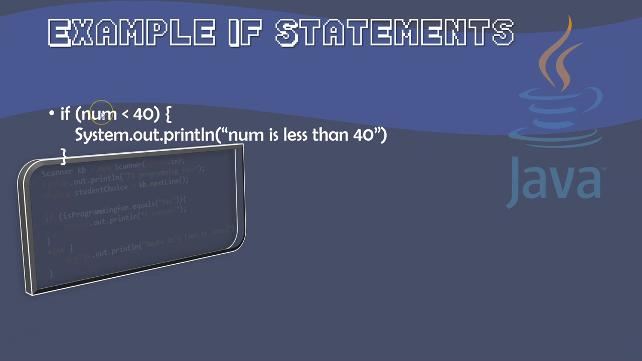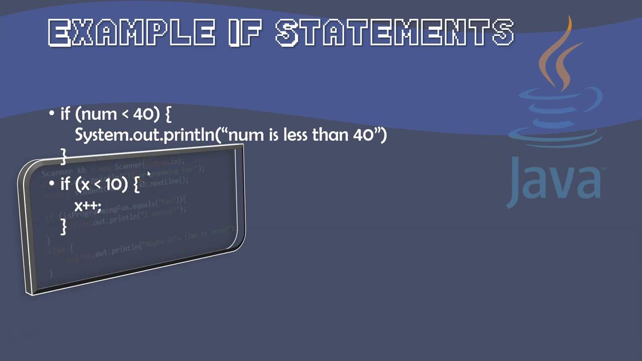If num was, let's say, 60, is 60 less than 40? No. So it would not print anything. In fact, it's going to completely skip this line of code here. Let's look at another one. If x is less than 10, x plus plus. Notice there is no print line statement here. Instead, all it's going to do is increase the value of x by 1.